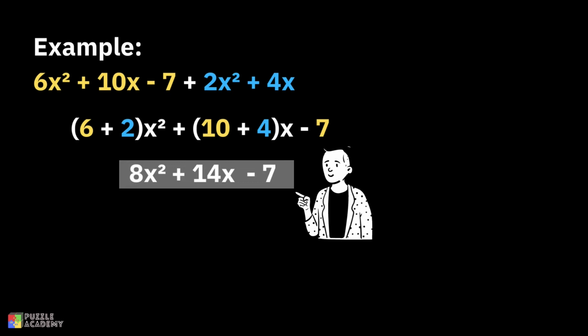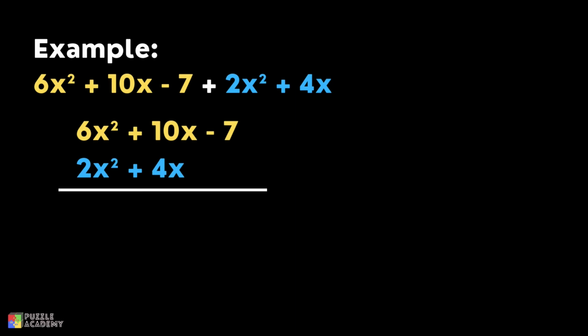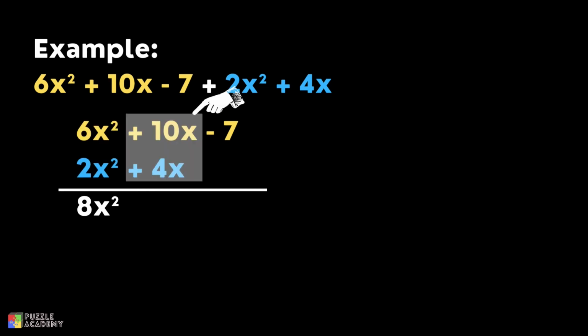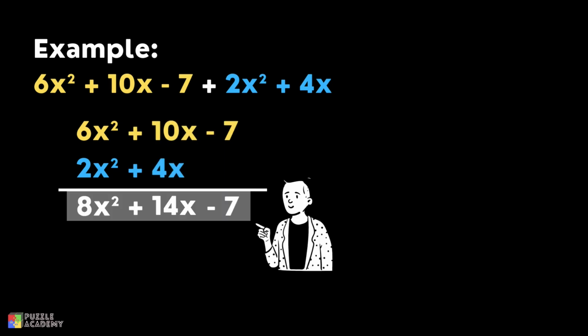We can also add them in columns like this. So we write the same given, making sure we line up the same terms. So we add 6x squared plus 2x squared, we have 8x squared. Then positive 10x plus 4x, we have 14x. Then we just bring down the negative 7. So we get the same answer.